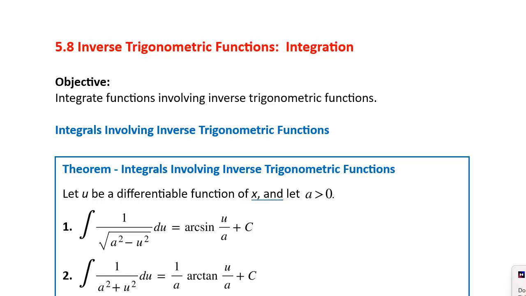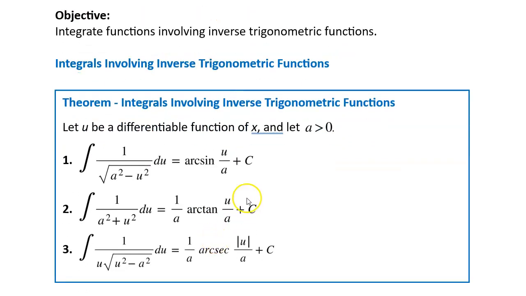Section 5.8 covers inverse trig functions. And there's going to be three of these that we're going to look at. If you look at the theorem here, it shows the three that we're going to focus on. Notice they all have something in common: they all have an a squared, they all have a u squared. It's just a matter of recognizing which form you're seeing.